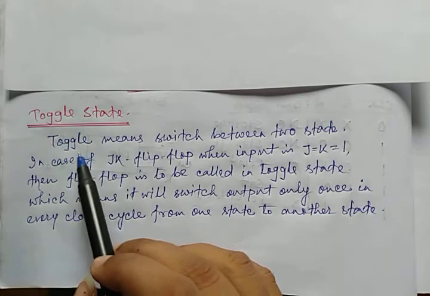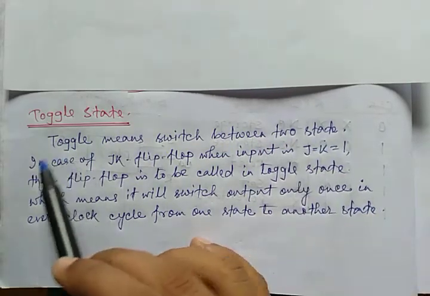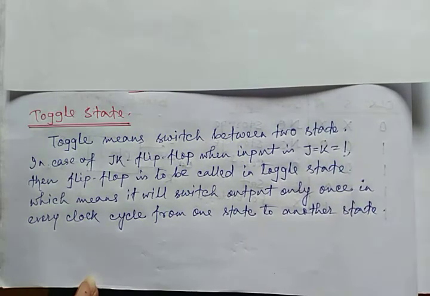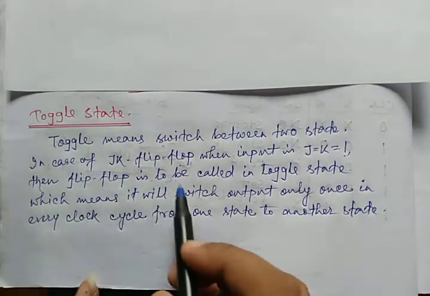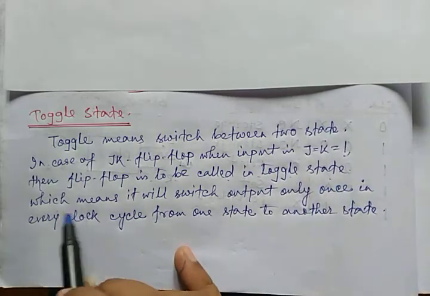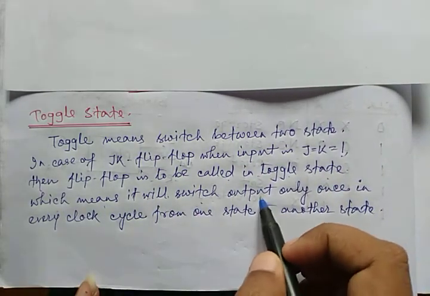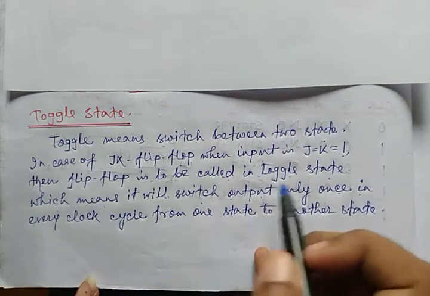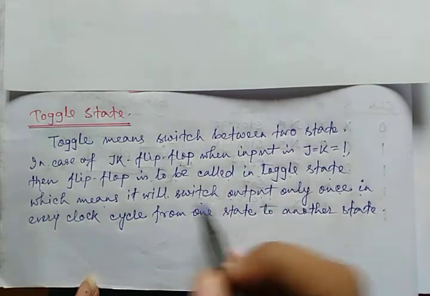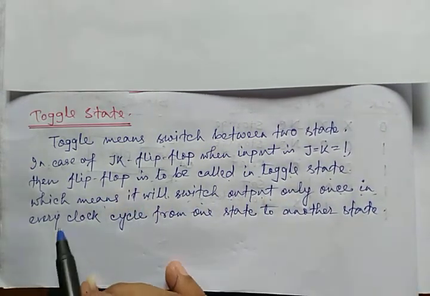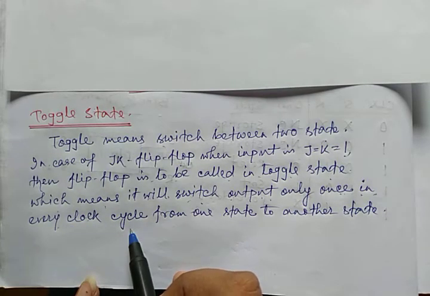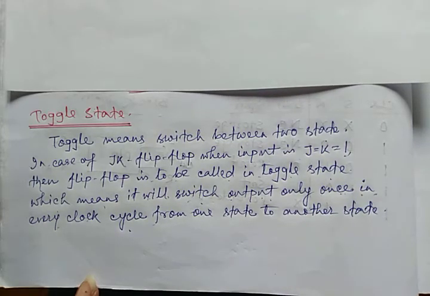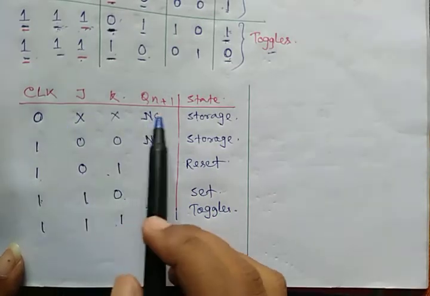So toggle means switch between two states. In case of JK flip-flop, when inputs J and K both are 1, then the flip-flop is said to be in toggle state, which means it will switch output only once. Switch output means it changes: when it is 0, it will be 1. If it is 1, it will be 0. Which means it will switch output only once in every clock cycle. That means for every clock cycle, it will change from one state to another. This is our toggle state. So this is the truth table of JK flip-flop.